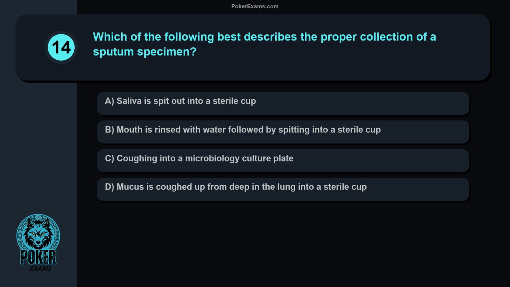Question 14. Which of the following best describes the proper collection of a sputum specimen? Saliva is spit out into a sterile cup. Mouth is rinsed with water followed by spitting into a sterile cup. Coughing into a microbiology culture plate. Mucus is coughed up from deep in the lung into a sterile cup.